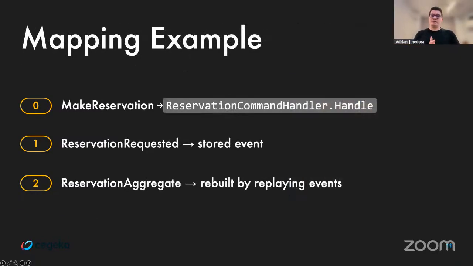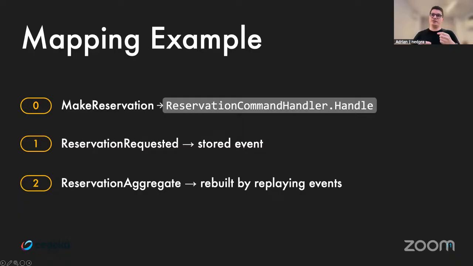But let's make that mapping a little bit more concrete to our example. So let's take the make reservation command. In the code, that might be handled by a reservation command handler's handle method. When the handler runs, it validates the business rules, and if everything is okay, emits a reservation requested event, which gets stored in the event store and is going to be part of the event stream of that stream ID. The reservation aggregate is rebuilt by replaying all the events for that stream ID, and each event is applied in order to reconstruct the current state.